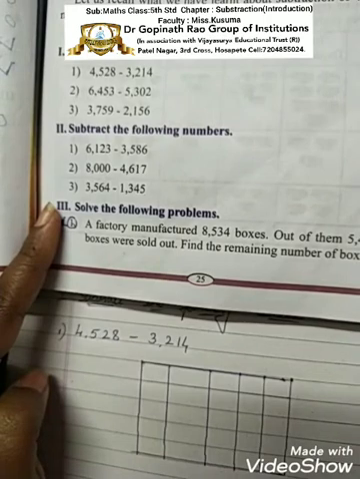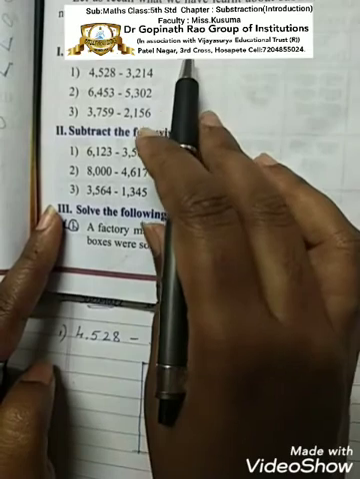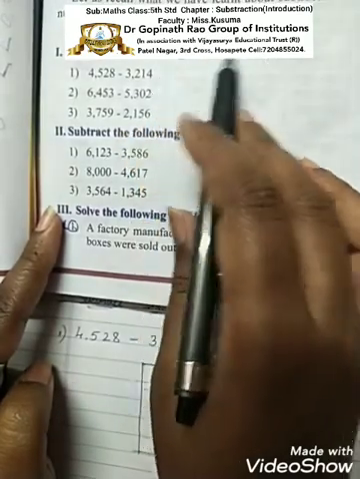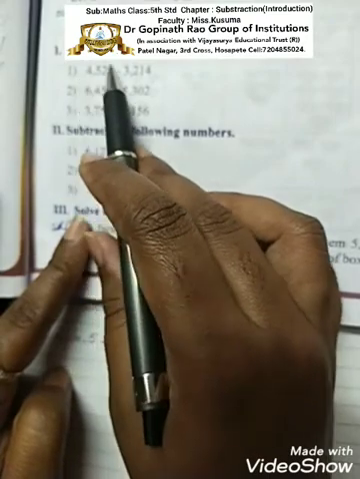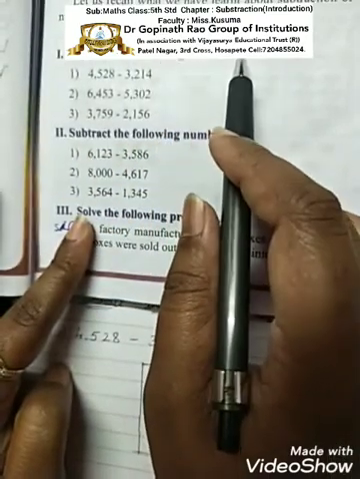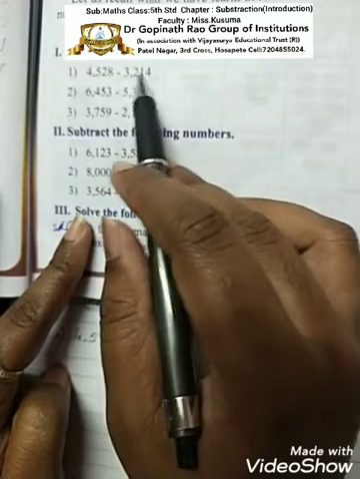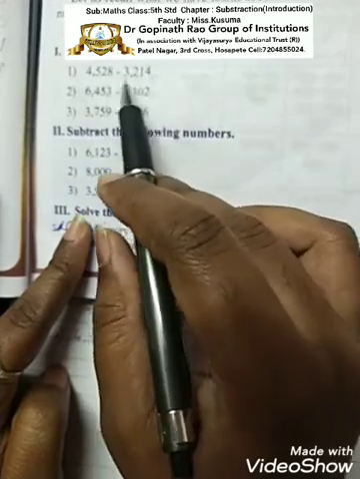Now let us start the exercise. They have given some revision exercise here. Okay, let us try to solve this exercise. See what they have given in the first Roman number. They asked us to subtract the following numbers. We have to subtract these two numbers. We have to take the difference of these two numbers.